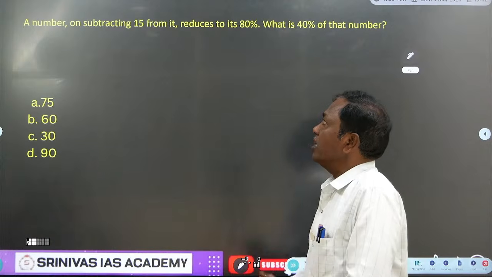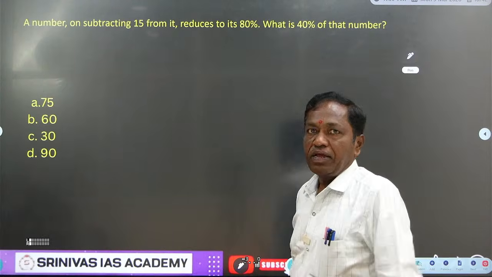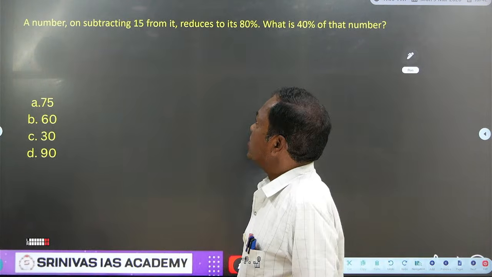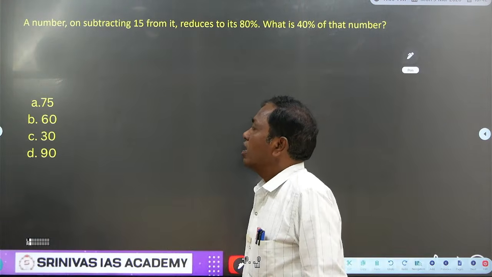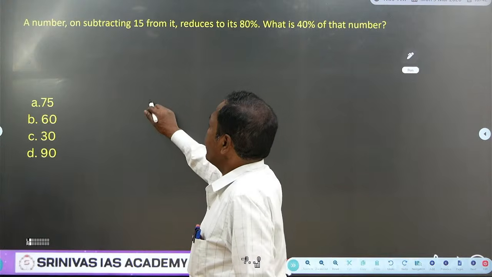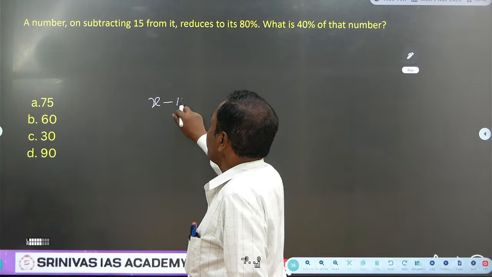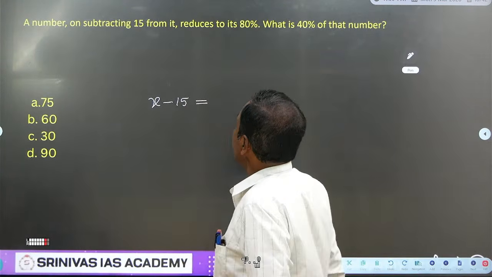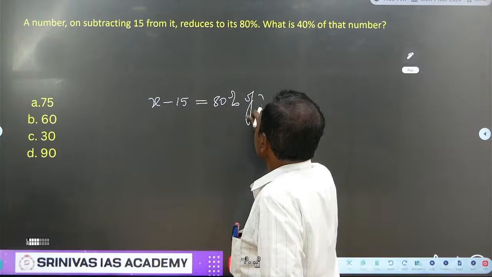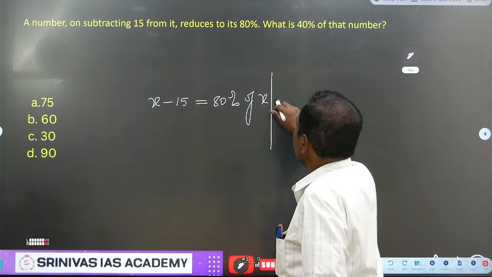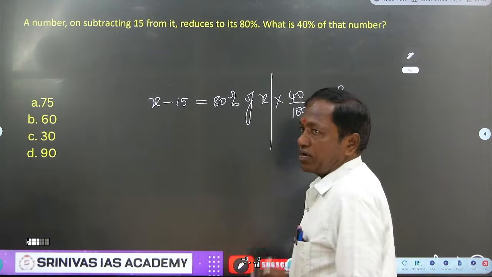Now, a number on subtracting 15 from it reduces to its 80%. What is 40% of that number? What will happen there? Let the number be x. Subtracting 15 from it, minus 15, reduces to 80% of x. What is 40% of that number? That is the question.